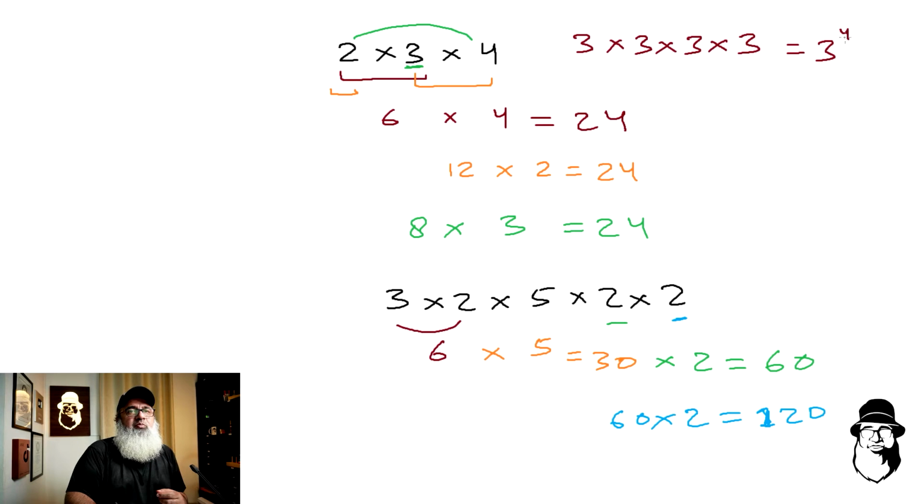here, small 4, and we read this like 3 to the power of 4, and this small 4 is called power or index.